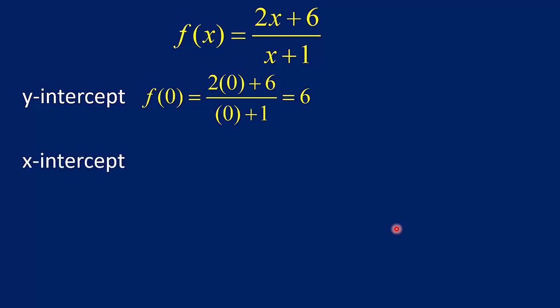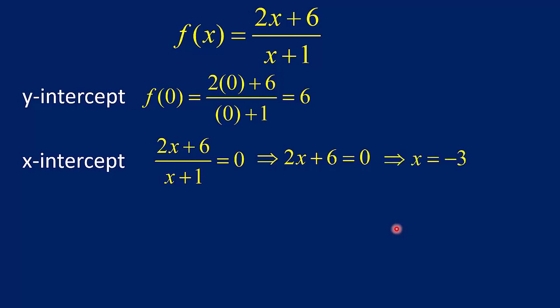Now, we find the x-intercept. We set the top equal to 0. Actually, to find the x-intercept, you set the whole function equal to 0. But look, the first thing we would do is multiply by x plus 1. And if we multiplied by x plus 1, we would just get 2x plus 6 equals 0. Now, you can see that whatever makes 2x plus 6 0, whatever makes the top 0, makes the whole thing 0. So when you're looking for the x-intercepts, just set the top equal to 0. And we get x equals negative 3.